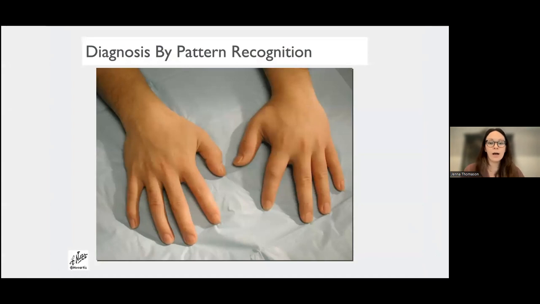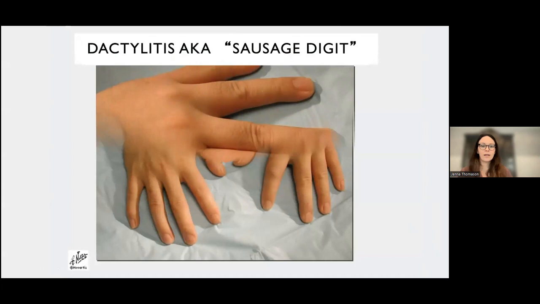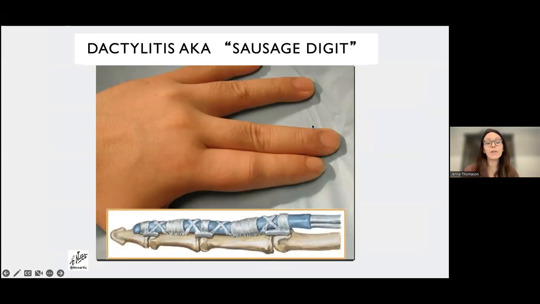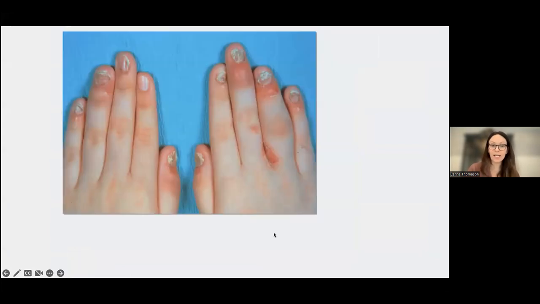So, let's see, diagnosis. Again, this patient, as you guys call it, has dactylitis, also sausage digit. That's a way to ask the patient, do your fingers ever look like sausages? And what that actually is, is a bunch of enthesitis that is causing that dactylitis.